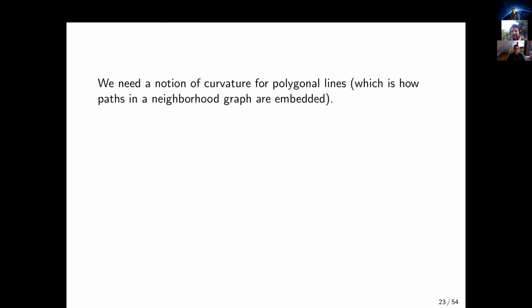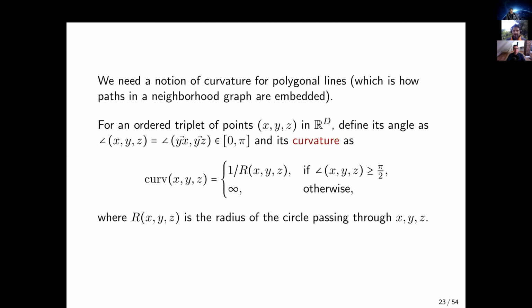But in principle we would like to come up with a notion of curvature for polygonal lines, and polygonal lines is what you get when you consider shortest path distances on the graph. The corresponding paths in Euclidean space are polygonal lines. And we discovered there are a number of such quantities in the literature.